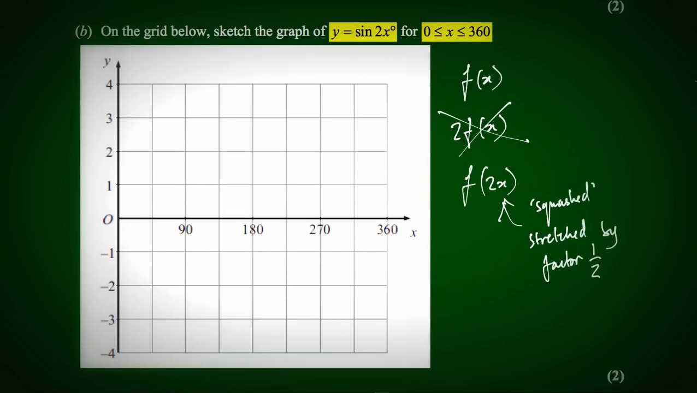So as I draw this in, at 45 degrees I reach the peak, at 90 degrees I'm crossing over, at minus 1 is 135 degrees, back to 180, but I've got to go all the way from 0 to 360, so I've got to do another version of the wave in there.